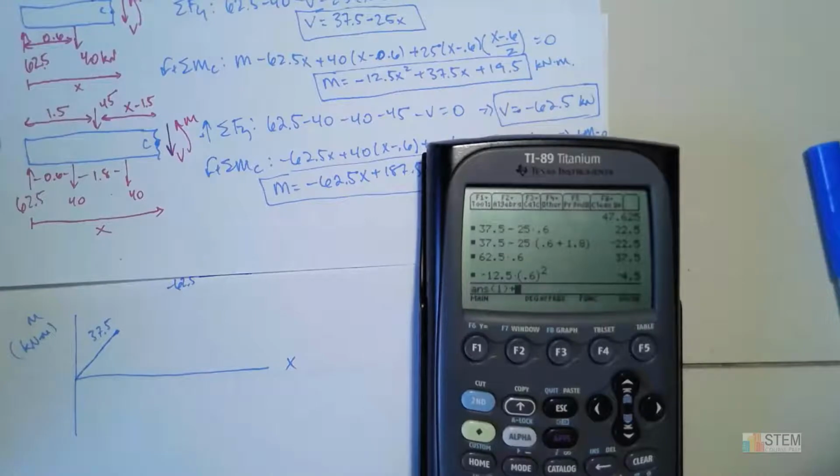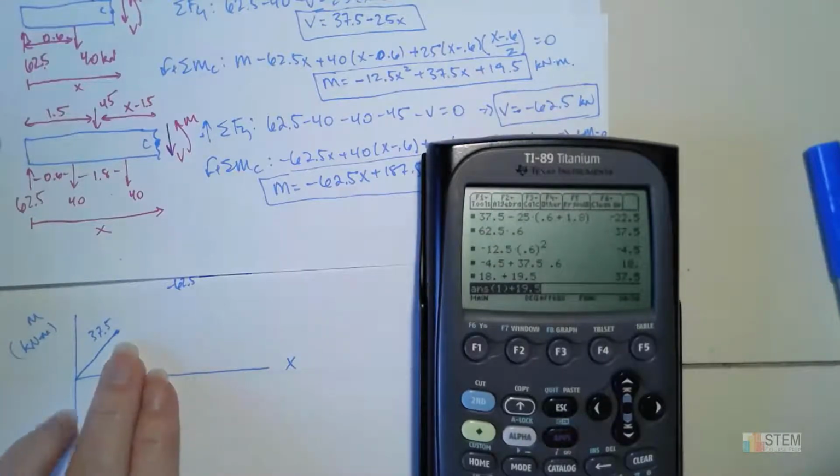And then we want to add the 37.5 times 0.6 and then add the 19.5. So that's going to be at 37.5, right? So that's right where we are already, so we don't need to jump up or anything. But now we need to know our final value. So let's do our final value.